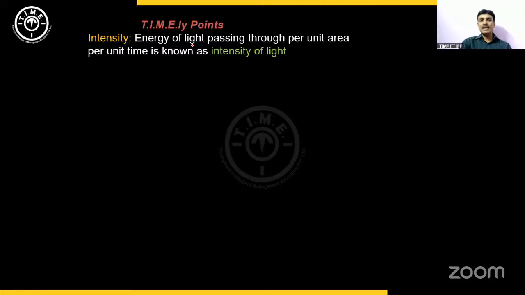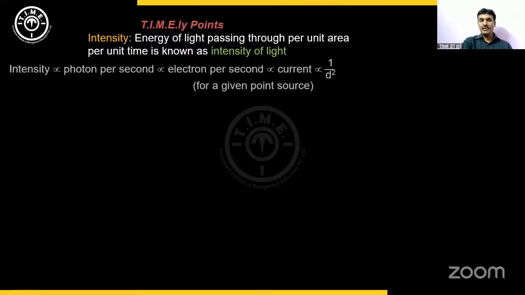Intensity is nothing but the energy of light per unit area per unit time. That is called intensity of light. Intensity is nothing but the number of photons incident on a surface per second. More the number of photons, more is the number of electrons ejected. So intensity is nothing but number of electrons per second. More the number of electrons, more will be the current. So intensity is directly proportional to the current.